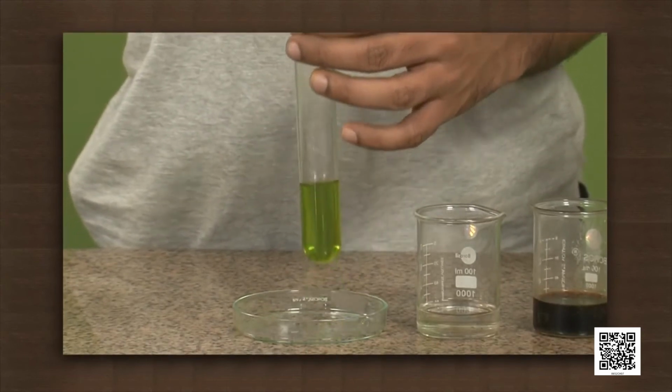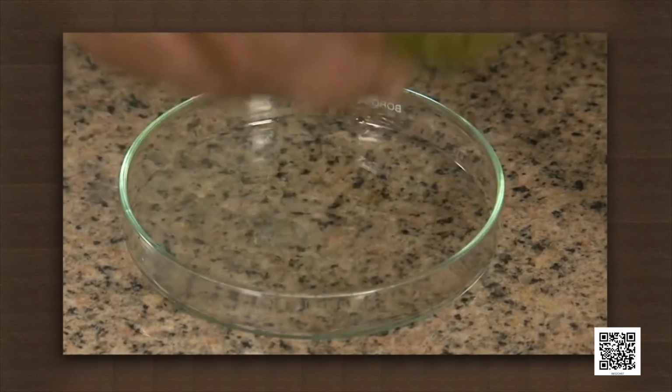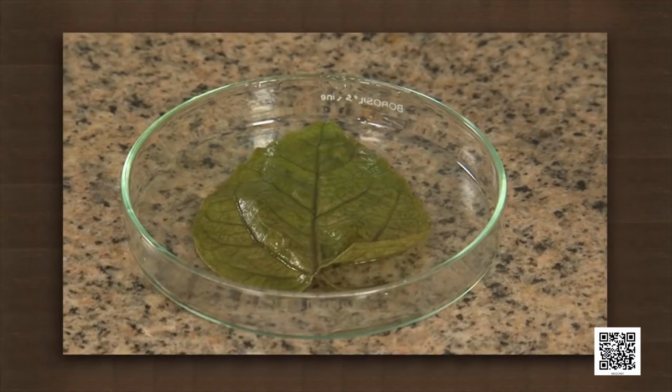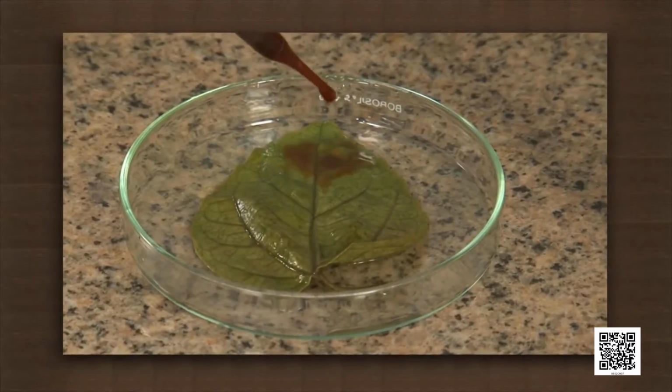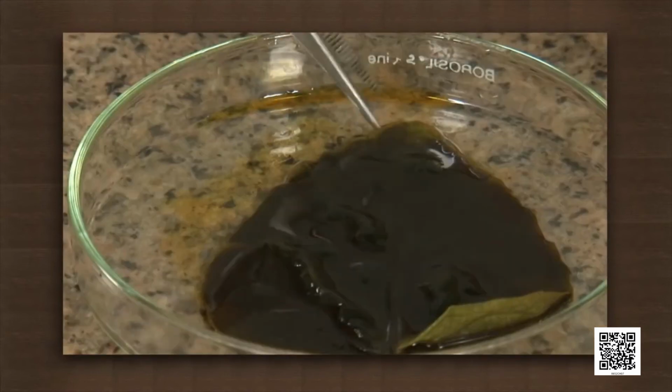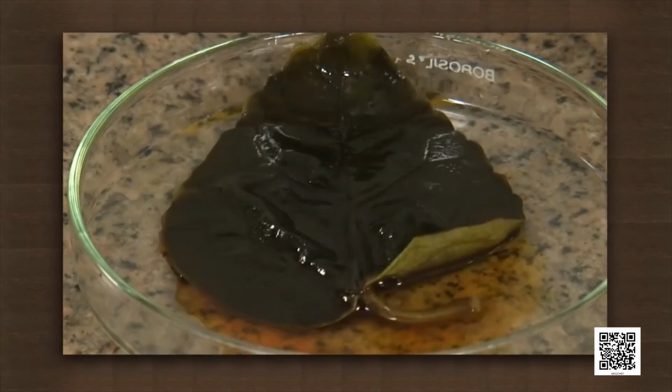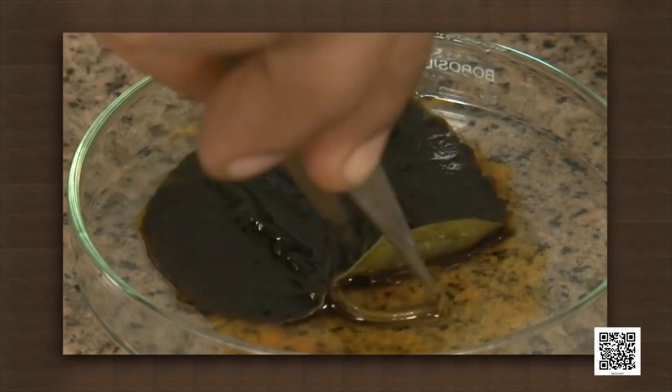Take out the leaf carefully and wash it in water. Put it on a plate and pour some iodine solution over it. The leaf becomes blue-black, which indicates the presence of starch.